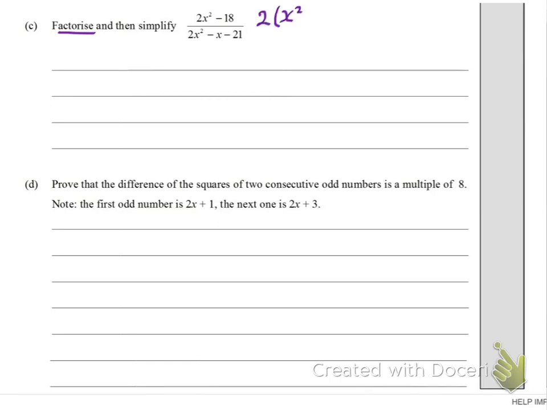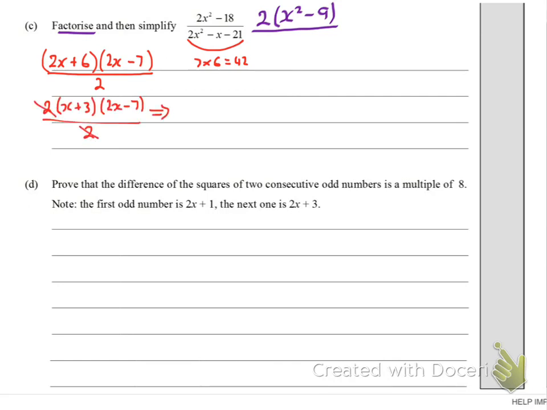Factorize the top line, so there's partial factorizing. For the bottom line, we have to use the ACC method or another method if you know it. So list the factors of 42, it's 7 times 6. Put 6 and 7 in the equation. 2 will factorize into the first bracket, cancel your 2's out, and there is your bottom line denominator factorized.